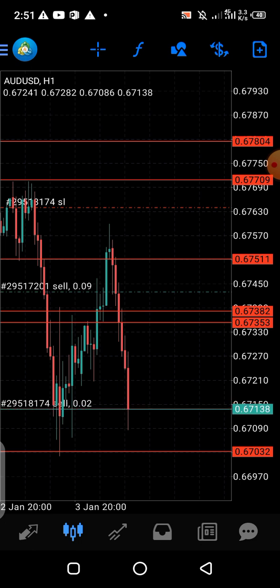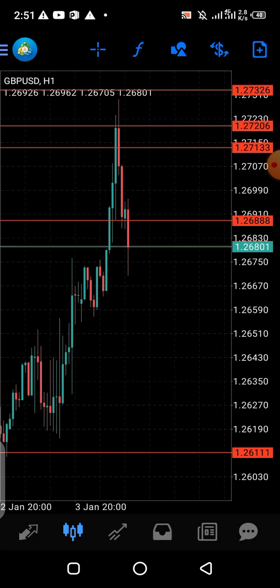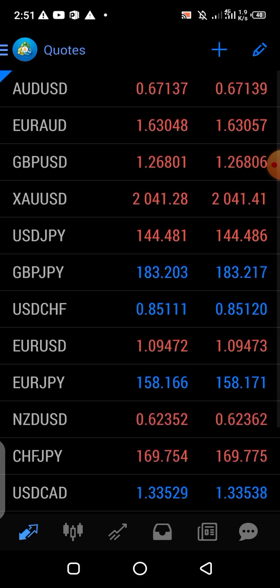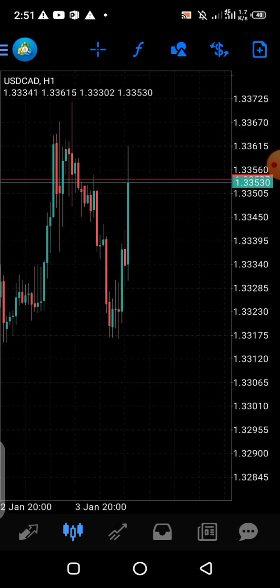Let's see what's happening on GBP USD. GBP USD should be bearish too. You can see it is still bearish. Let's look at USD CAD, should be bullish because the USD is the base. Okay, you can see immediately the news was released, USD started gaining value, and you can see the trend on USD CAD is bullish.